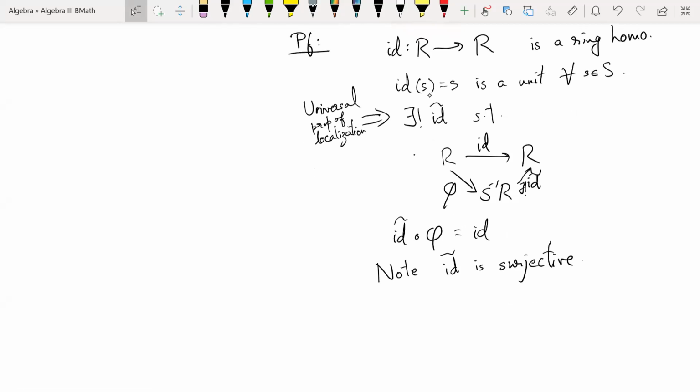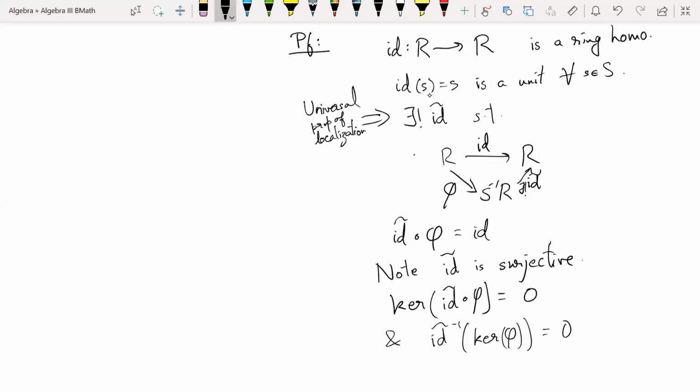Note that kernel of phi is trivial. So kernel of identity tilde composed with phi is 0, because that is identity. And what is the kernel of a composition of 2 maps? It's identity tilde inverse of kernel phi. That is how you compute the kernel of a composition of 2 maps. So you look at kernel phi.